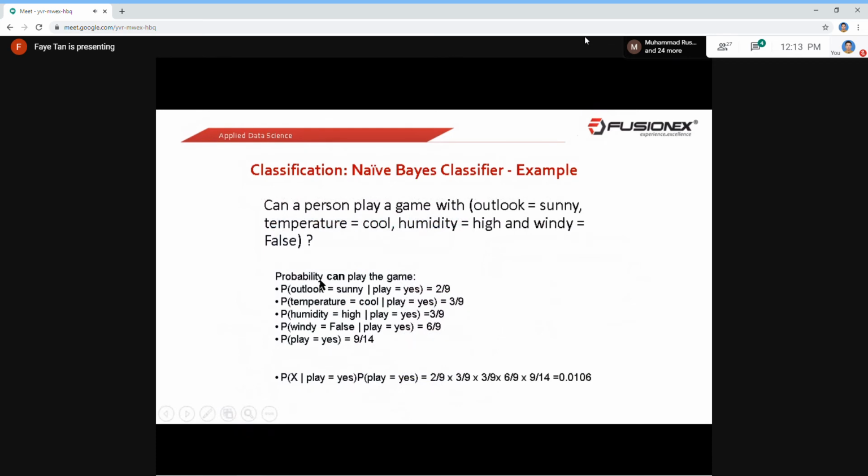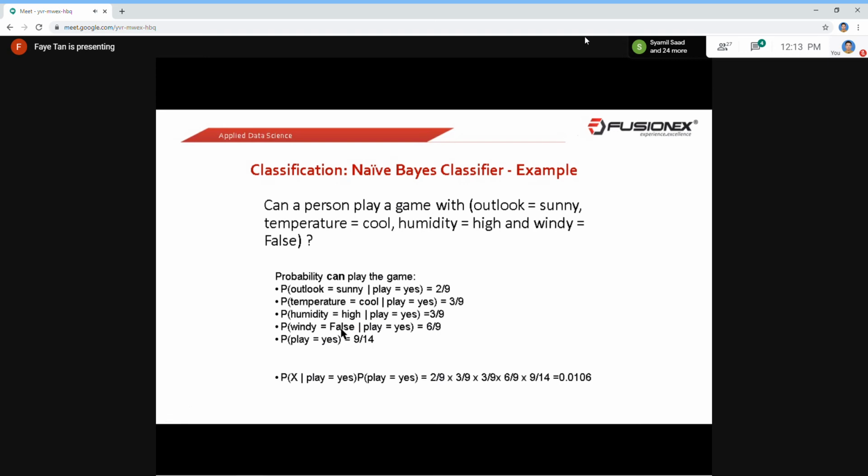Okay, so these are the probabilities all involving can play. They are all in terms of yes, with the different weather here. And this is the weather that you want to predict. It's sunny, cool, humidity high, windy false. You see? Then I break into 4 and check on their probability separately.